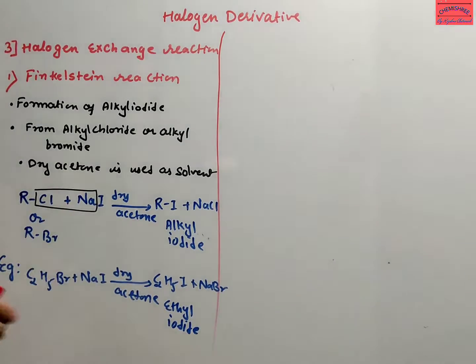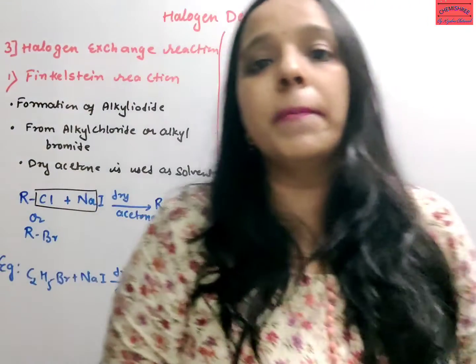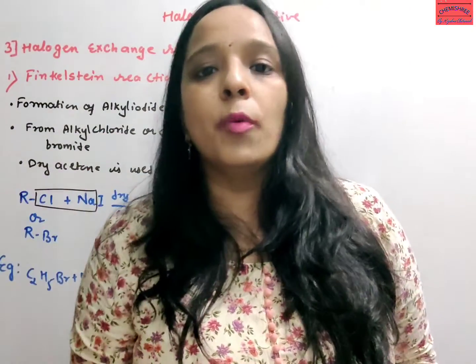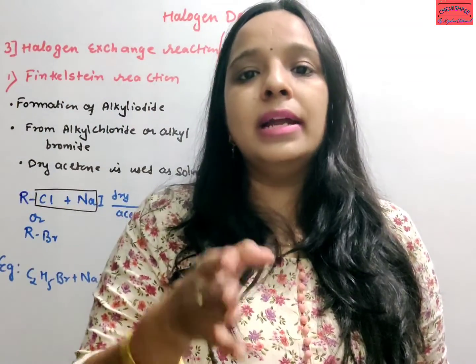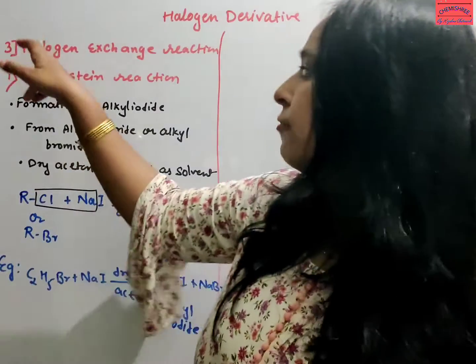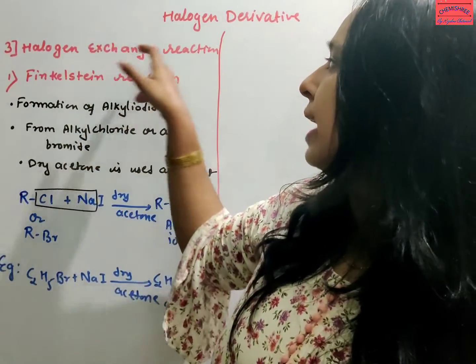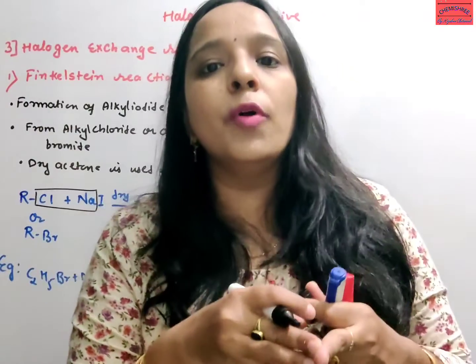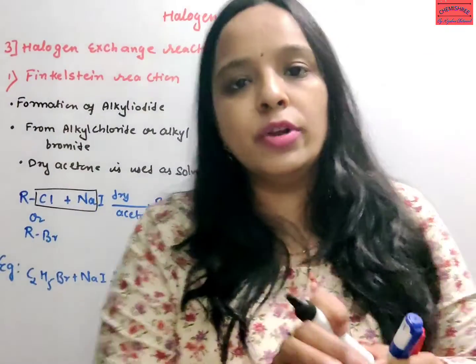So this is the Finkelstein reaction, a method of preparation of alkyl iodide from alkyl chloride or bromide. So chloride or bromide is exchanged by iodide and therefore the reaction is known as halogen exchange reaction. In this, one halogen, chlorine or bromine, is replaced by iodine.